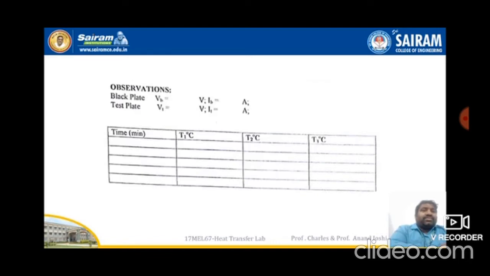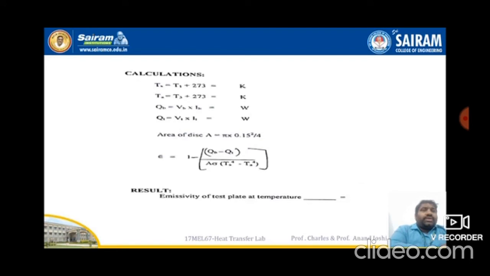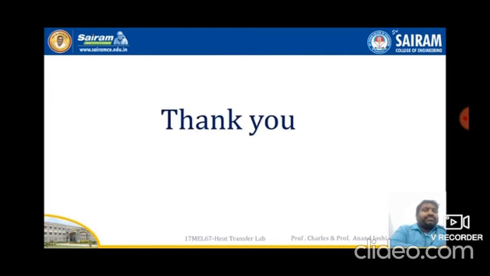And these are the observations. Black plate and test plate voltage and currents will be given. That is what you observe, and in the tabular column, T1, T2 and T3 temperatures at different time levels. And this is the calculations part: substitute and get the value for emissivity of the test plate at a temperature. Okay, thanks for watching this video.